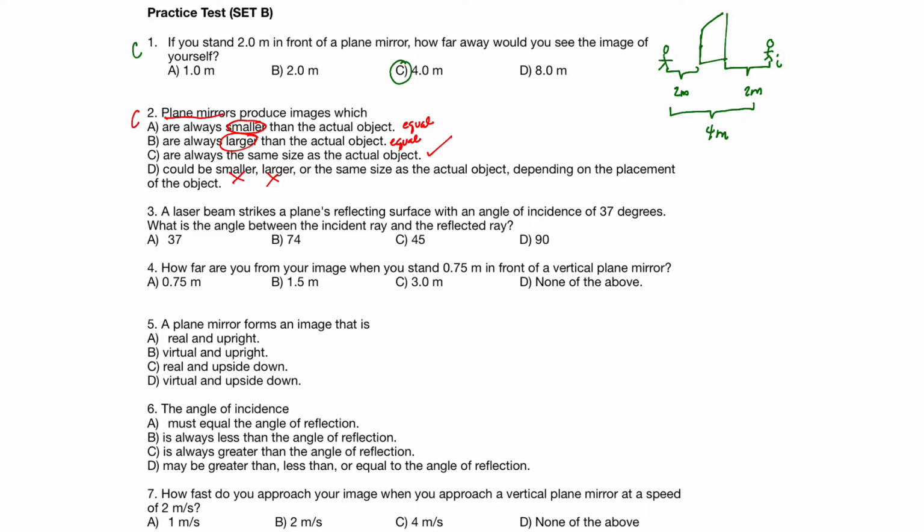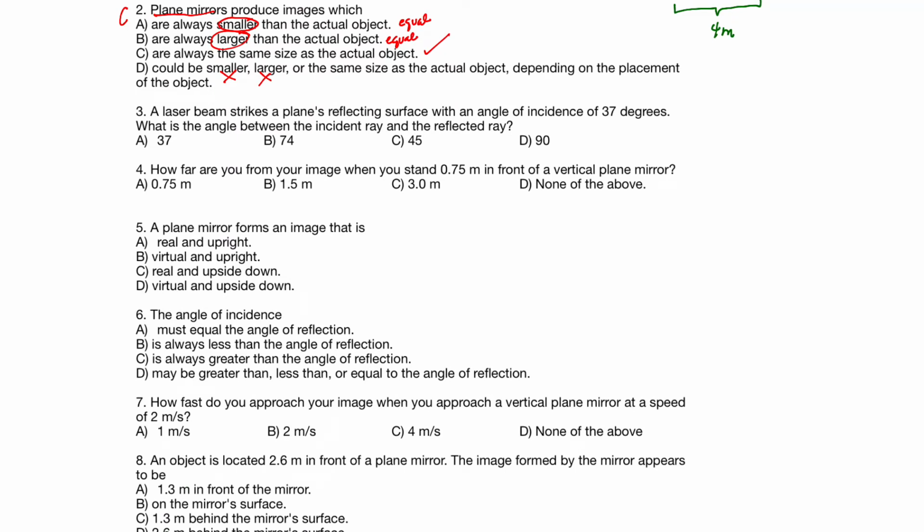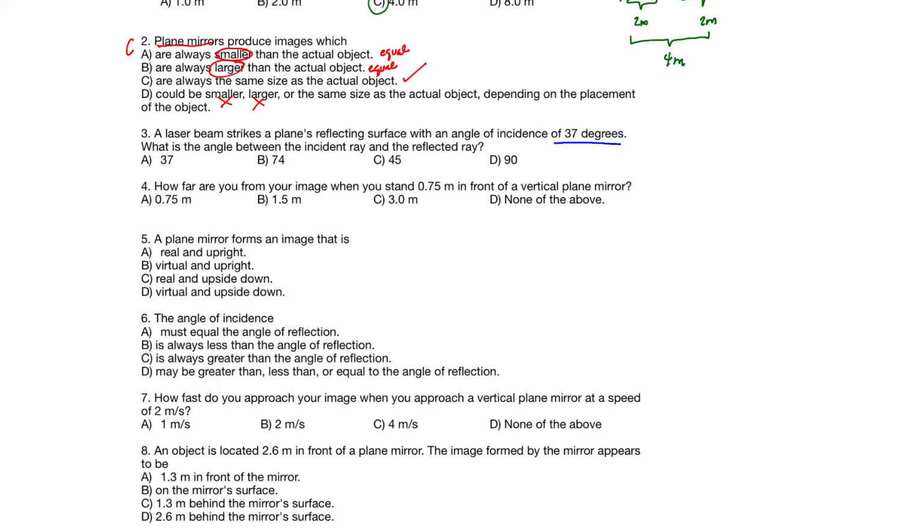Next, how about number three? A laser beam strikes a plane reflecting surface with an angle of 37 degrees. What is the angle between the incident ray and the reflected ray? So if there is an angle of incidence of 37 degrees, if you draw the diagram, this is the normal line, which is always perpendicular to the surface. So the incident angle is 37 degrees, and here is another 37 degrees. Adding them up, that would be 74. So the angle between the incident ray and the reflected ray is letter B, 74 degrees.